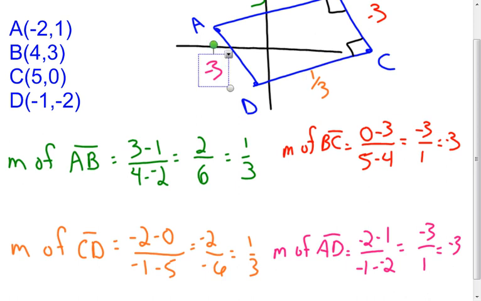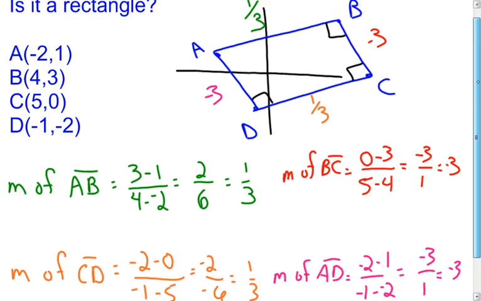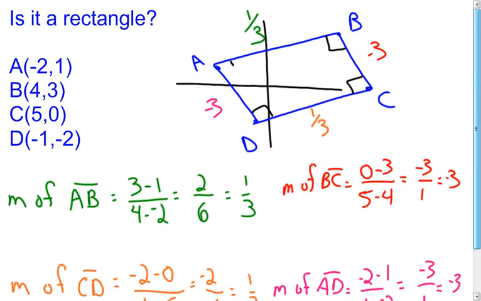Comparing my slopes here, opposite reciprocals, that's a right angle. Compare my green and my pink, opposite reciprocals. Look at that, I have 4 right angles. So is this thing a rectangle? Yes, it is. It's a quadrilateral with 4 right angles. And that's where I'm going to finish my examples dealing with rectangles.